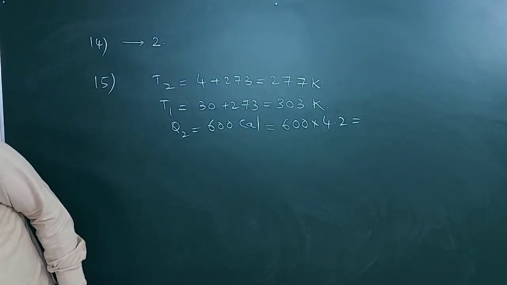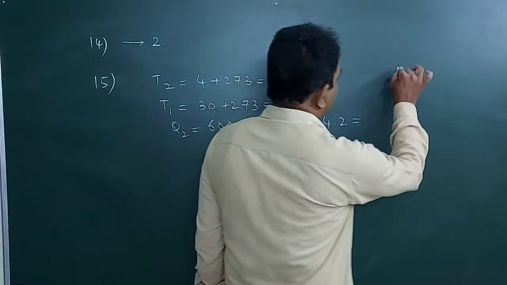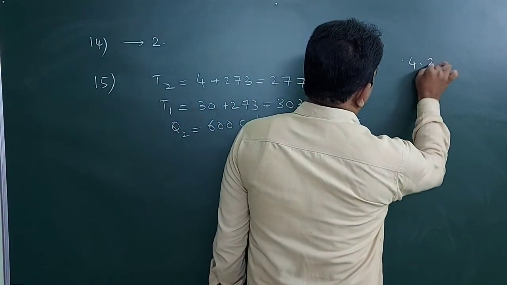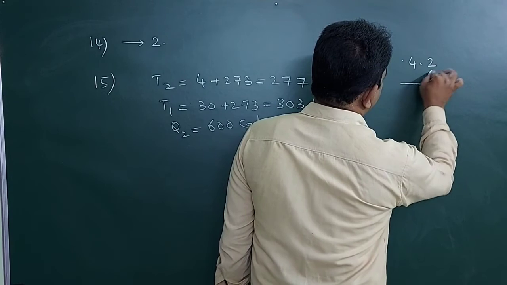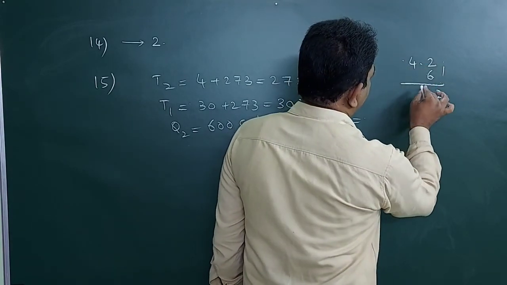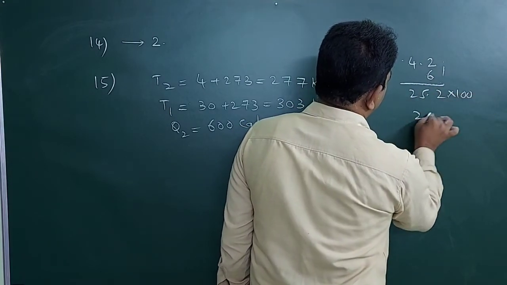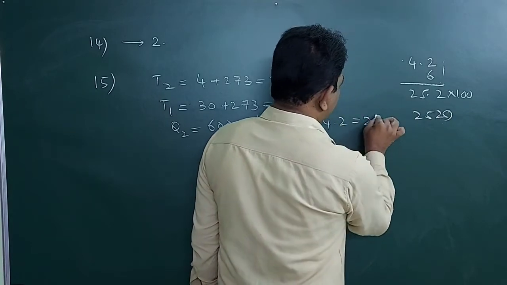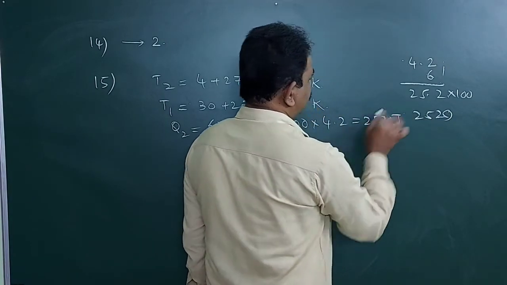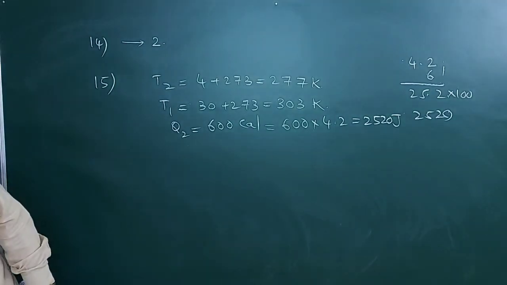600 into 4.2. Then, you keep it like that. 600 into 4.2 means 4.2 into 6: 6 2s are 12, 6 4s are 24, so 25.2, into 100, is 2520 joules.